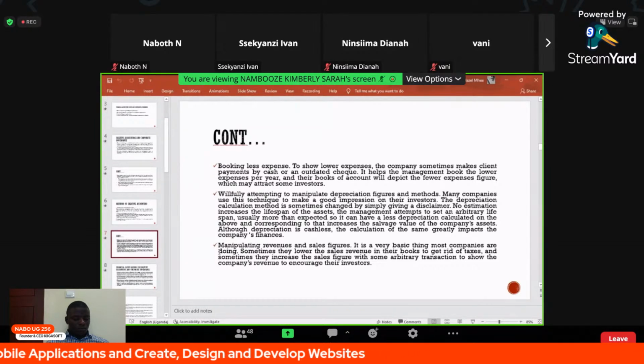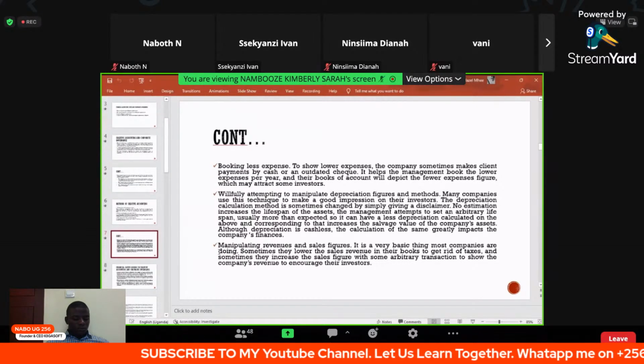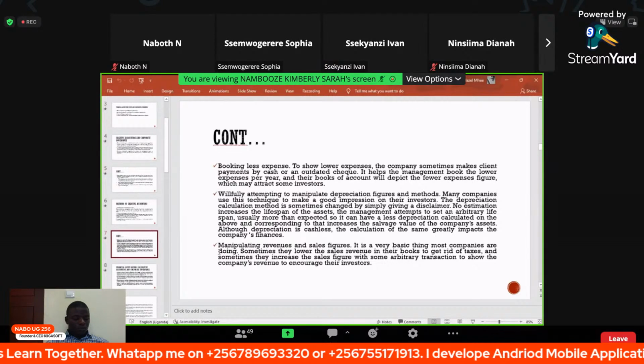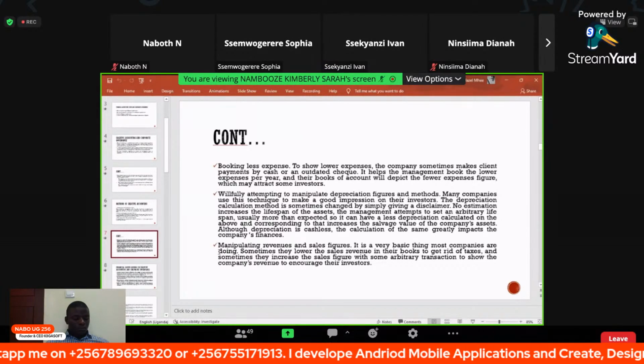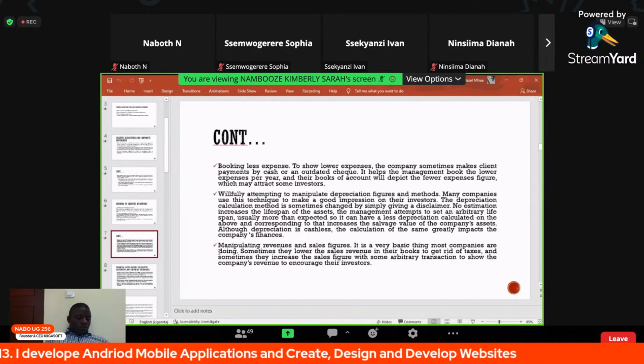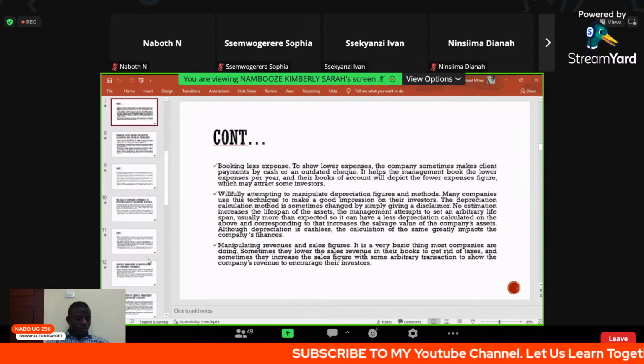Then another point we are seeing is willfully attempting to manipulate depreciation figures and methods. Many companies use this technique to make a good impression on their investors, and the depreciation calculation method is sometimes changed by simply giving a disclaimer. No estimation increases the lifespan of the assets. The management attempts to set an arbitrary lifespan, usually more than expected, so that it can have less depreciation calculated, and correspondingly increase the salvage value of the company's assets.